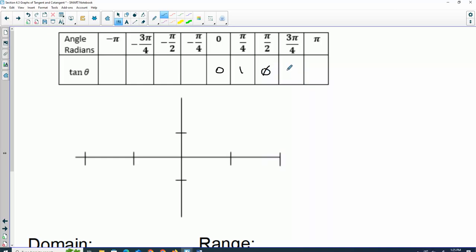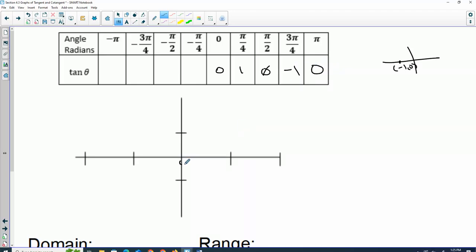3 pi over 4. It's like pi over 4, but in the second quadrant. So in the second quadrant, sine is positive, so tangent would be negative. If you think about pi, you can think about your unit circle or draw yourself a picture. Tangent is y over x, 0 over -1 is 0.